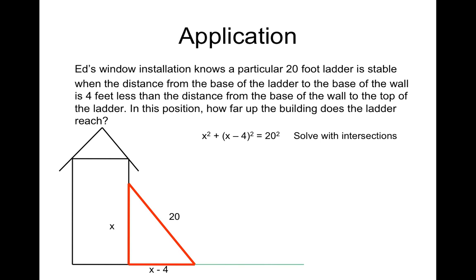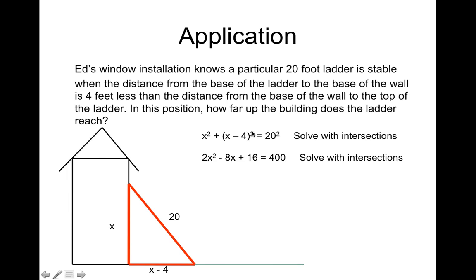If I set that up, I would get x squared plus x minus 4, the base of that triangle, squared, is going to equal 20 squared. And if our job is simply to solve for x and you have a calculator handy, at this point you could actually type in this side into y1 and this into y2 just as it is, and you could solve using intersections so you could figure out what x was. If you don't like that, you could simplify for a little bit.